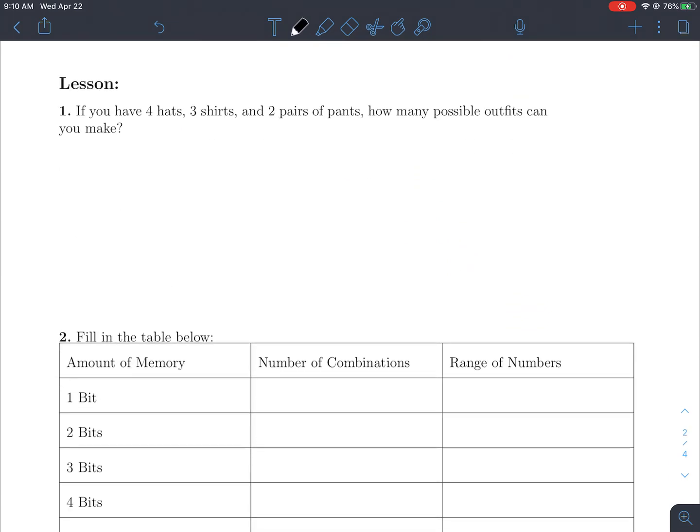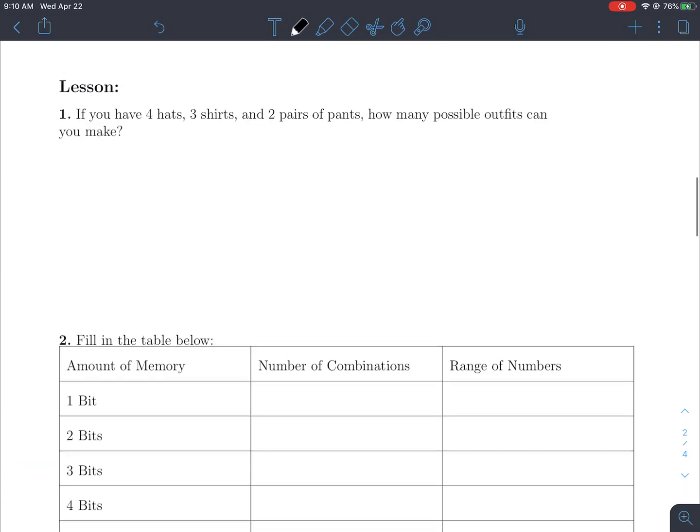All right, so to get to that question, it's going to take us a second, but let's ask a question that seemingly is unrelated. So you have 4 hats, 3 shirts, and 2 pairs of pants. How many possible outfits can you make? All right, so we're not talking fashionable outfits here, we're just talking outfits.